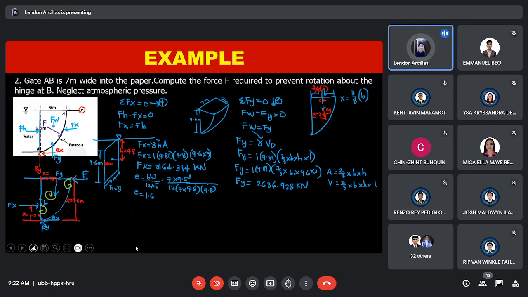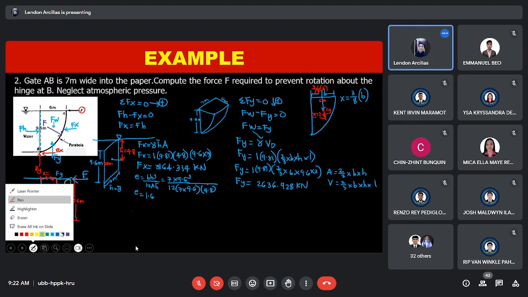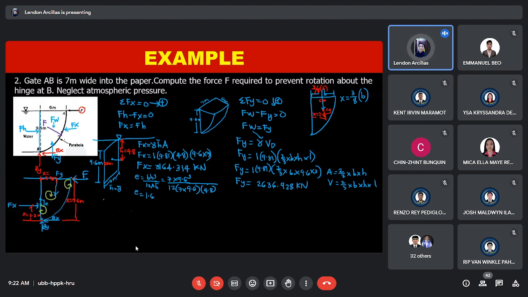So let's take a moment at B. So summation of moment at B, counterclockwise is positive, equal to 0. So magte-take tayo ng moments at B because hahanapin natin yung force F required to stop the gate when there is a hydrostatic force equal to the resultant force of F of h and F of y, or F of x and F of y.